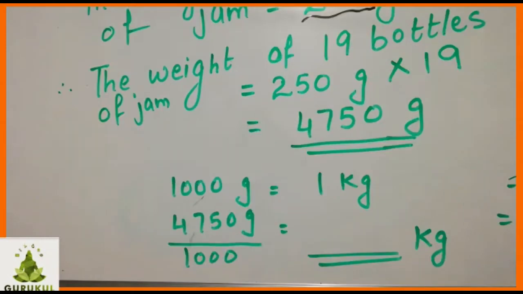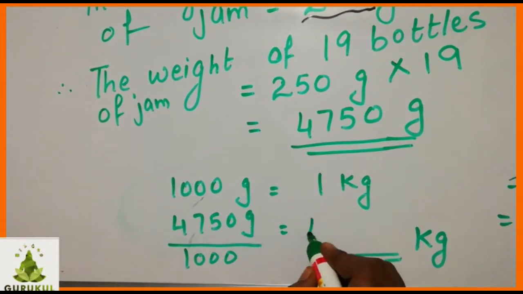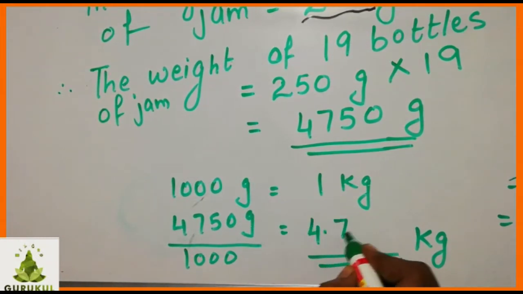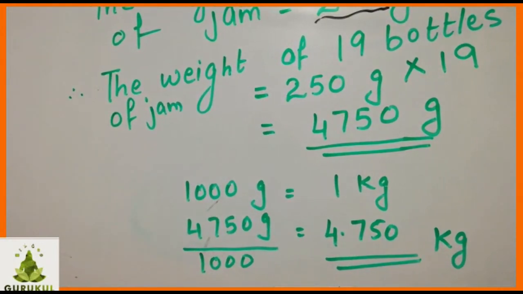Let's see now. 1000 grams is equal to 1 kilogram, or you can also read it as 1 kilogram is equal to 1000 gram. Kilogram to gram, multiply by 1000. Gram to kilogram, bigger to smaller unit reversed, divide by 1000. See this, gram to kilogram I want to find, so divide by 1000. What will I get here? I can write it as 4.750 kilograms. Is this clear to you?